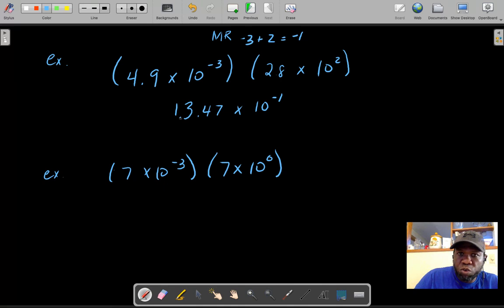So I got to move this over one space to the right. So I add 1 to that. Okay, like we said before. So again, our new answer is going to be 13.47, 1.347 times 10, technically to the power of 0. Okay, which is technically just 1.